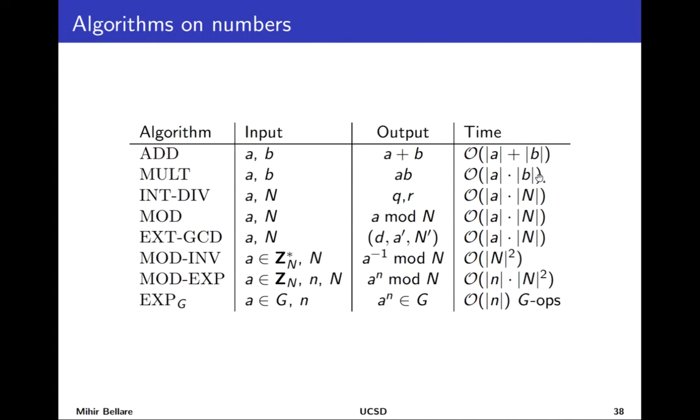Multiplication is quadratic. Integer division is quadratic. There's mod, and then there's the operation extended GCD, which we'll talk about. We haven't defined it yet. And then there are algorithms to perform various group operations like inverses. And there's a way to perform exponentiation, either modulo something or in a general group.